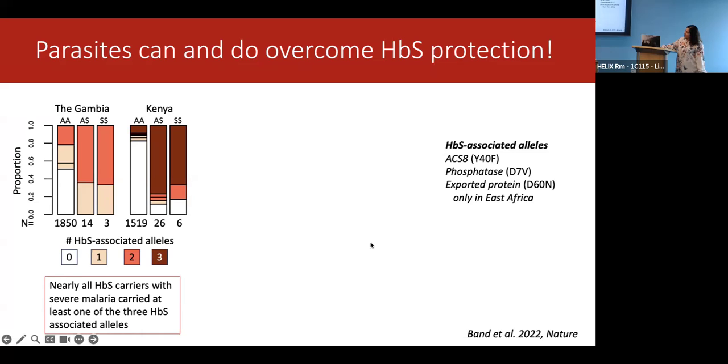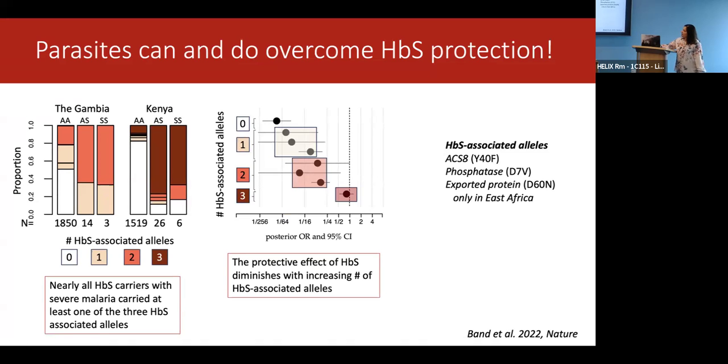Sickle is strongly protective against severe malaria, so these numbers on the bottom are very low. There are only 17 people with severe malaria in the study that carry the sickle cell allele, but they all carry parasites with these particular genotypes at these 3 genes. And in Kenya, there are some more, and they nearly all carry at least one of these alleles at these 3 genes. Another way to look at that is to estimate the protective effect of the sickle cell allele against severe malaria, depending on whether parasites carry these alleles or not.